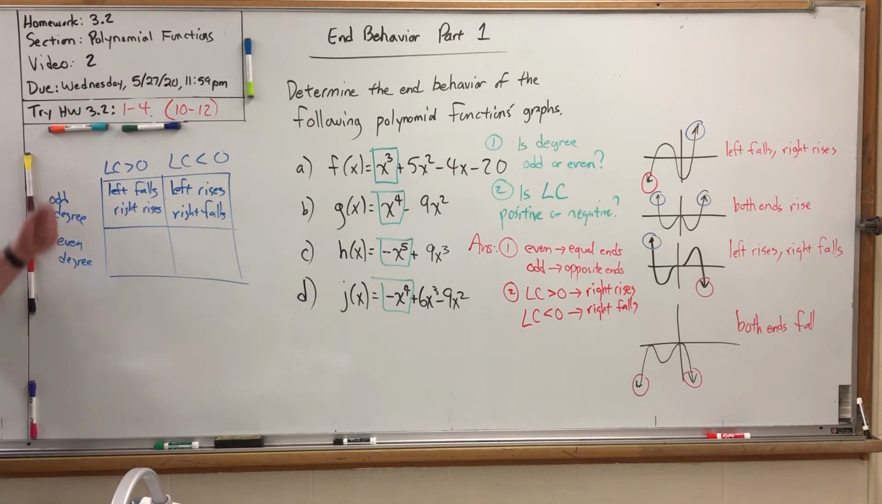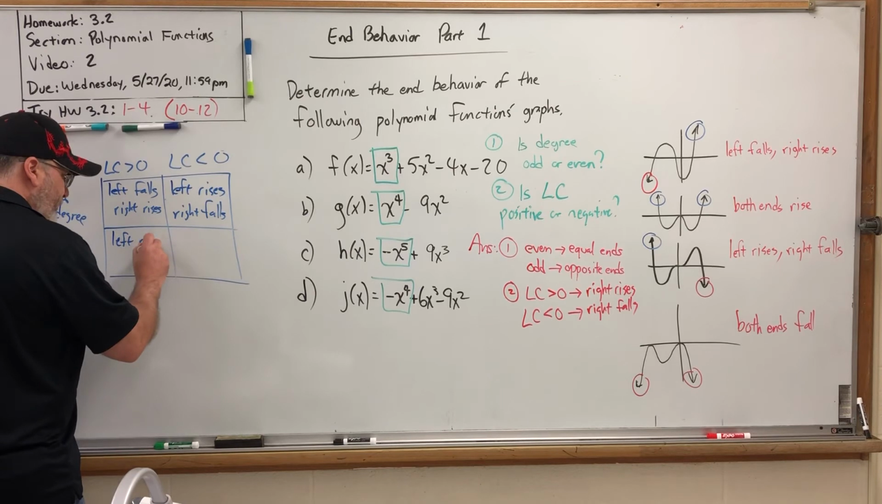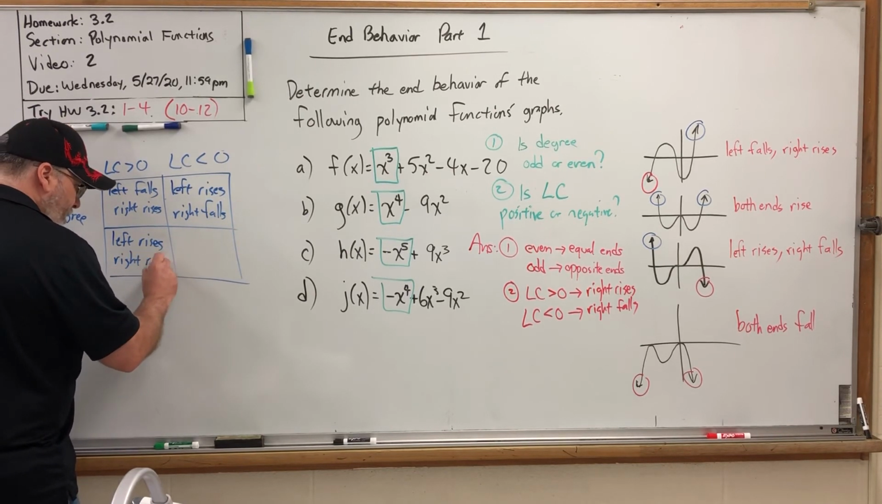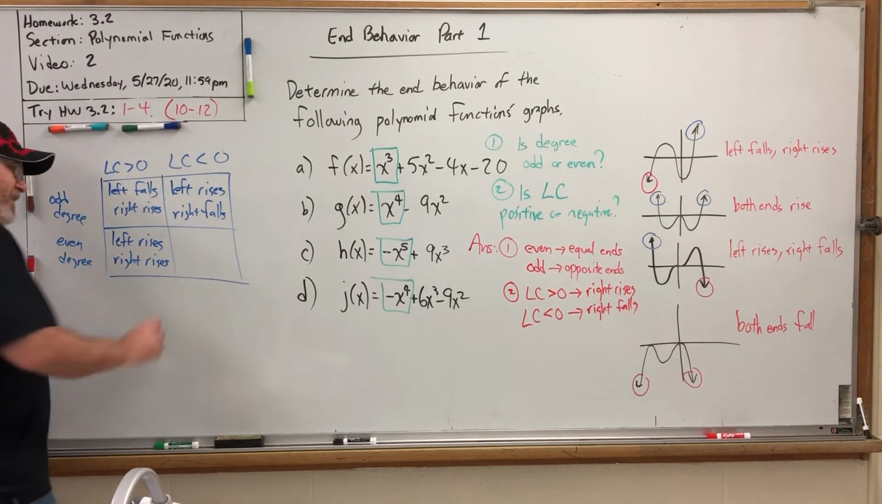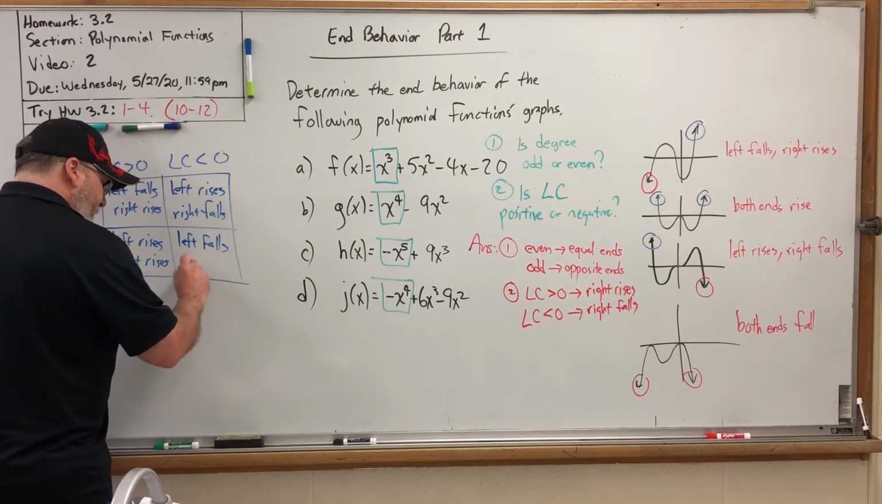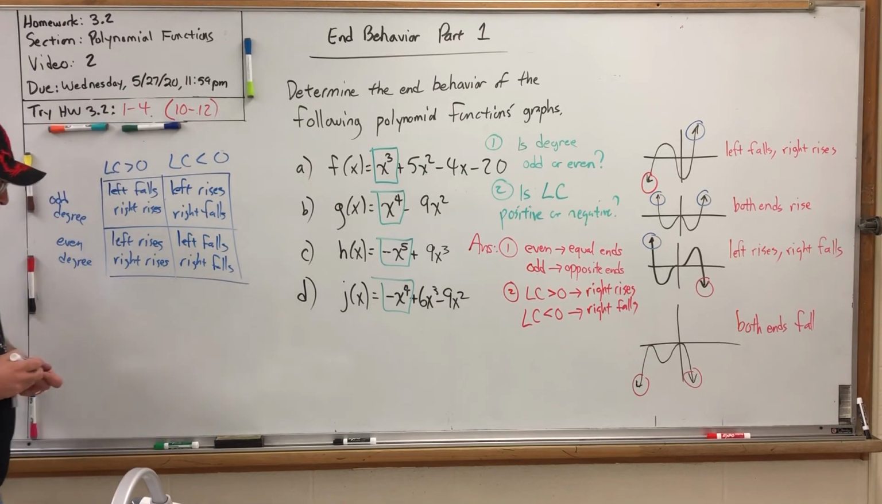If the degree is even and the leading coefficient is positive, then the left rises and the right rises. So both ends rise. But if the degree is even and the leading coefficient is negative, then the left falls and the right falls. In other words, both ends fall. So the textbook's approach to remembering this is remember this. And to me, that's just a bunch of random assortment of words and symbols.